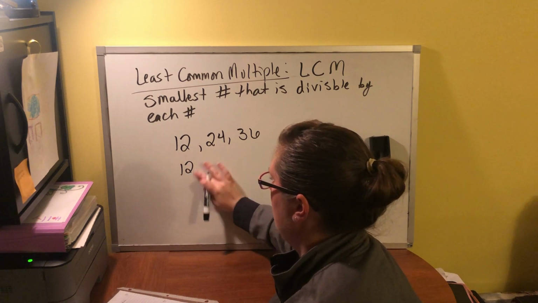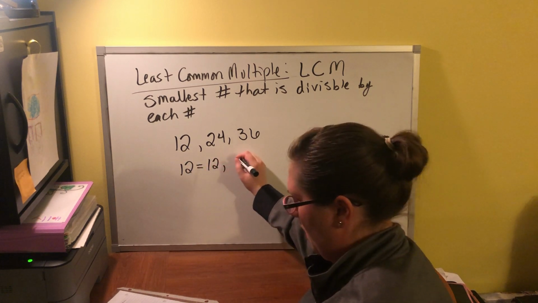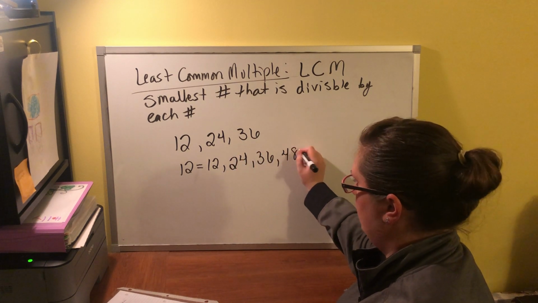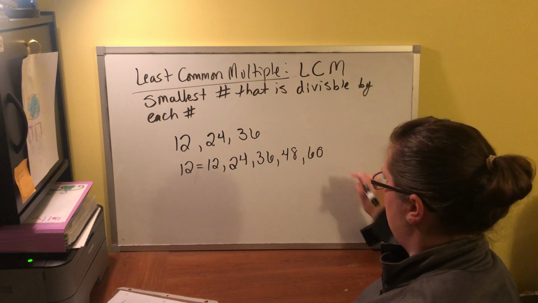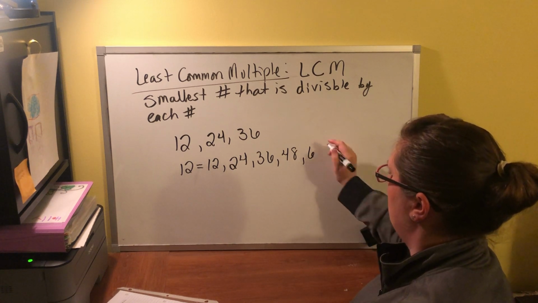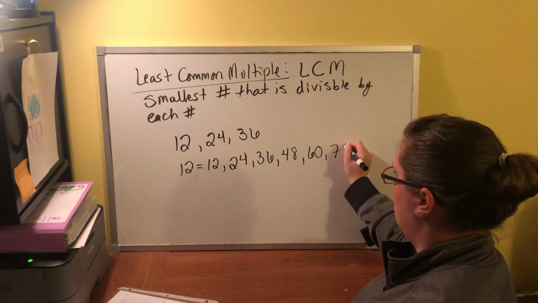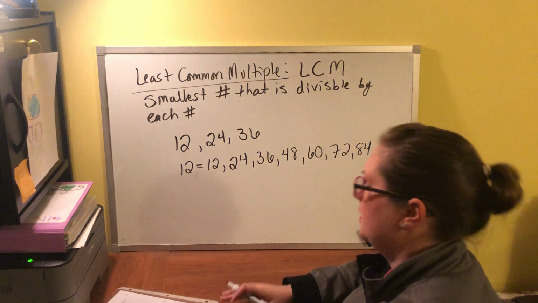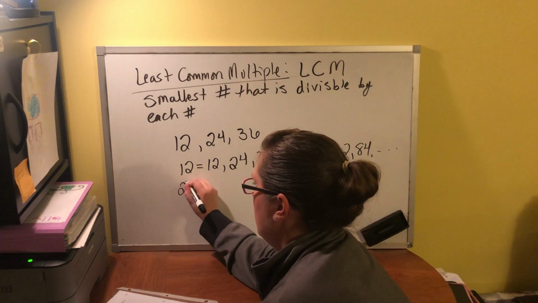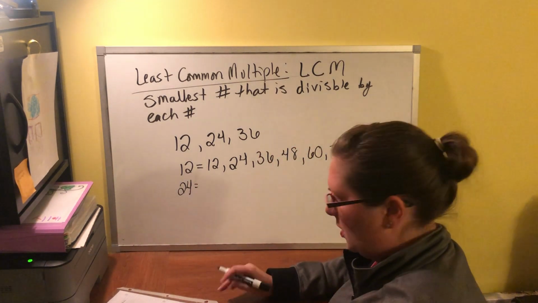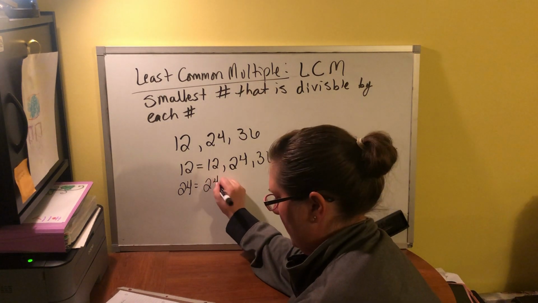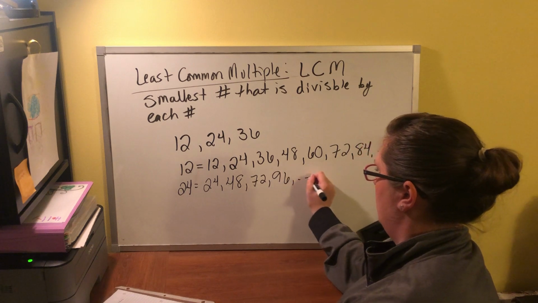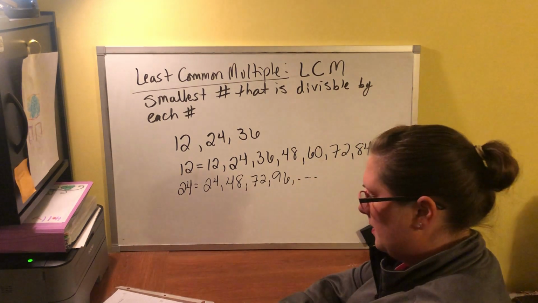So we have 12 times 1 gives us 12, right? Then we would end up with 24, 36, 48, 60, 72, 84, right? And it goes on forever, right? We don't know where to quite stop yet. So let's go ahead and look at the number 24, and let's start writing those multiples out. So I have 24, 48, 72, 96, so on and so forth.